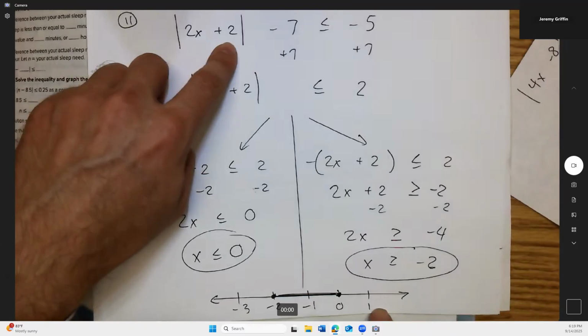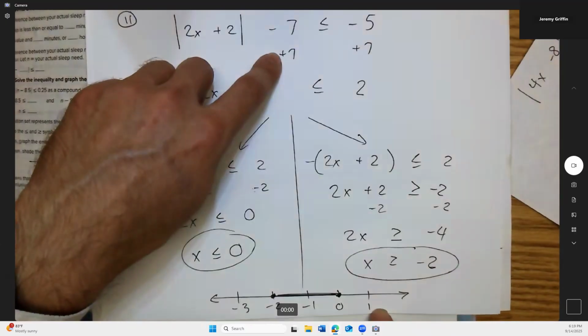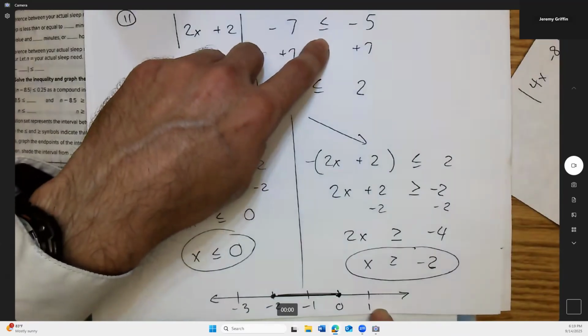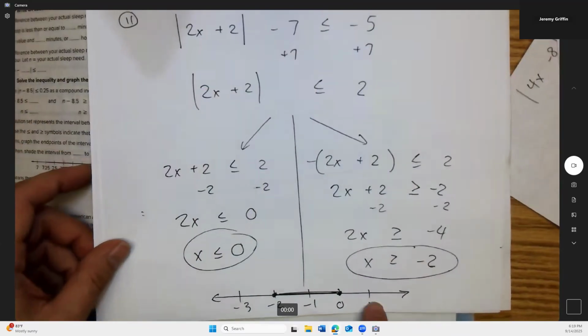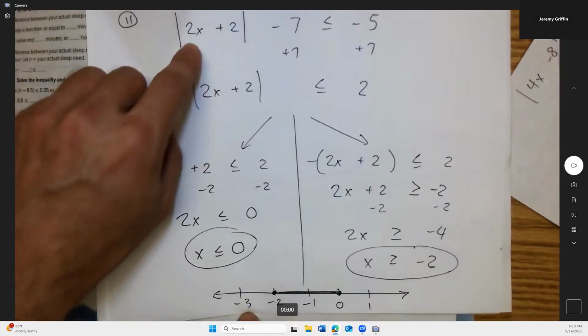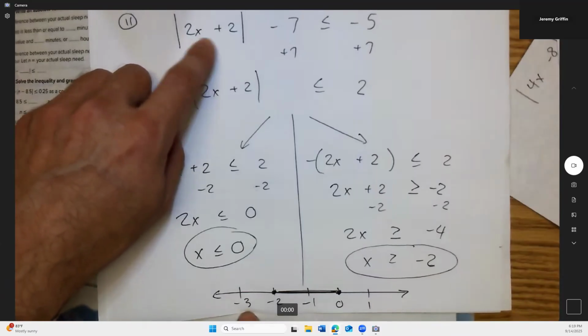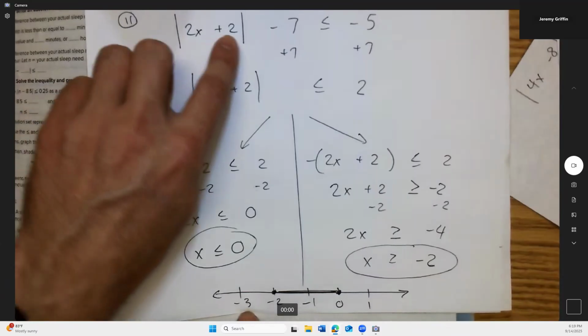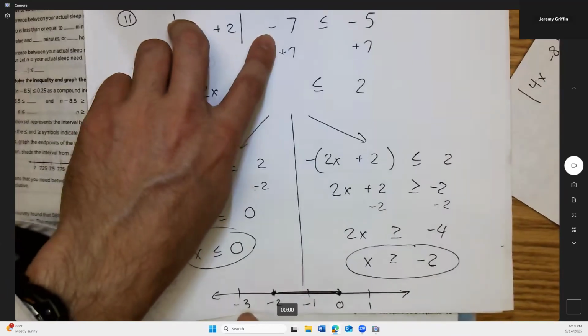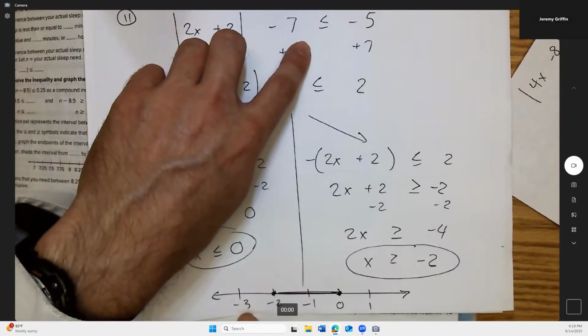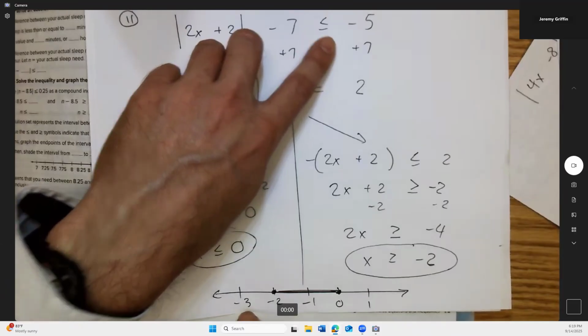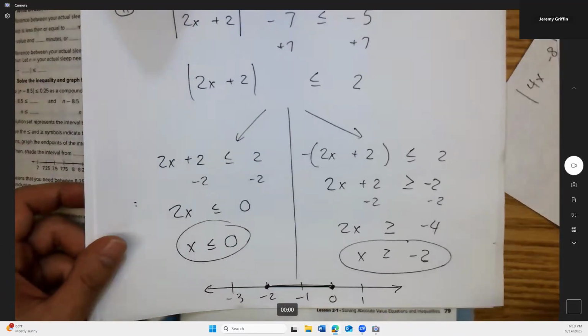So this would be 4. 4 minus 7 would be negative 3. Is negative 3 less than negative 5? No. So that's good. Negative 3 should also fail. This would be negative 6 plus 2 is negative 4. The absolute value is positive 4. Minus 7 is negative 3. Is negative 3 less than negative 5? It is not. So this exactly works.